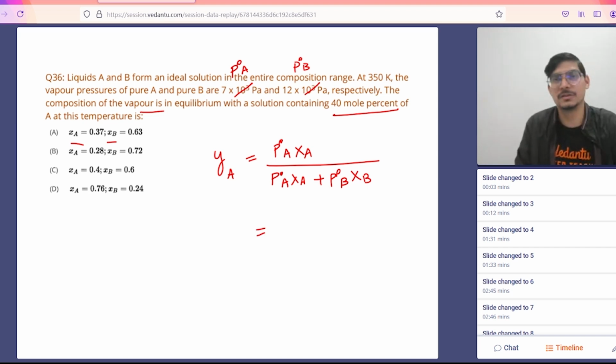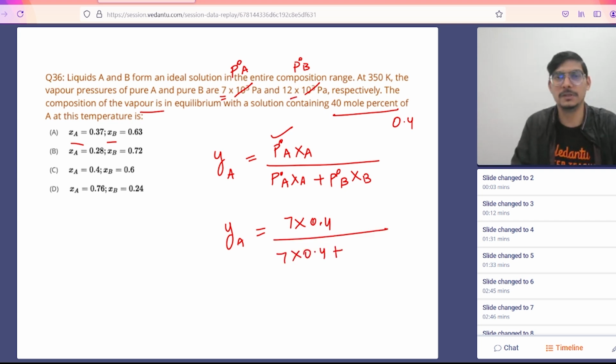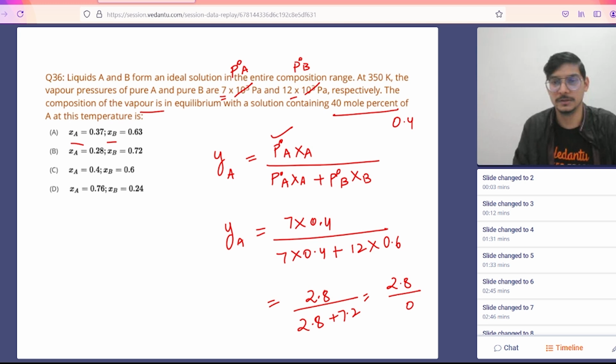So the mole fraction of A in the vapor phase is just P naught A XA, and instead of the complete value, I can just take 7. And the amount of A in the liquid phase is 40 mole%, converted to fraction, this is 0.4. So in the numerator this is 7 multiplied by 0.4. For liquid B, we will just take 12 multiplied by the mole fraction, which would of course be 0.6. So this is 2.8 divided by 2.8 plus 7.2, and this is going to be 2.8 over 10. So basically 0.28. So the mole fraction of A in the vapor phase is 0.28.